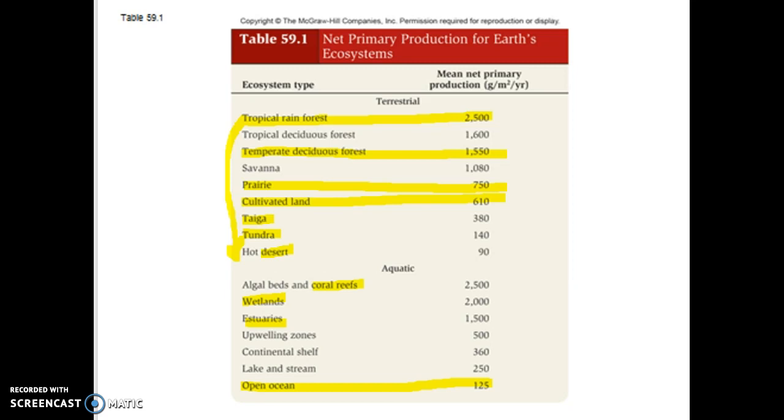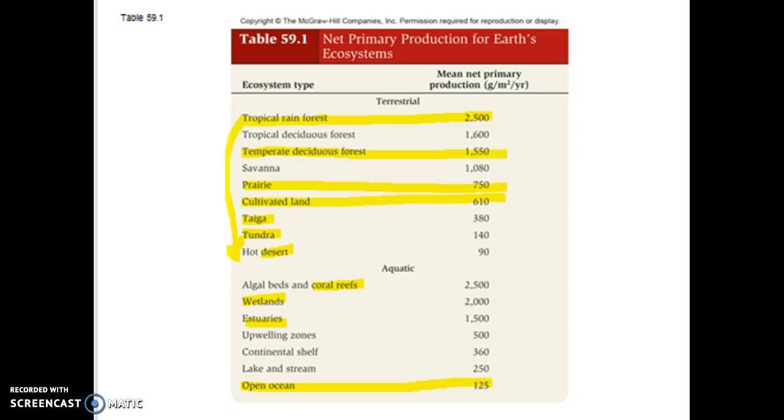You have little tiny microscopic algae, but that's it. That's why if you go into the middle of the open ocean, you don't find much out there. There's not a lot living out there. The majority of life in the ocean is close to the shores: continental shelf, shorelines, estuaries, coral reefs, etc. All right, so we're going to explore this as we go through the various biomes.